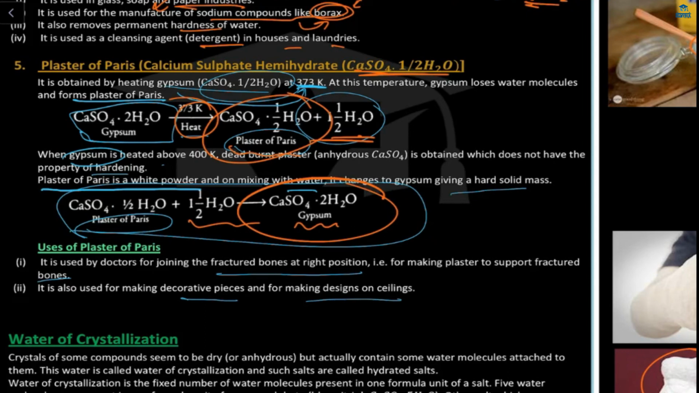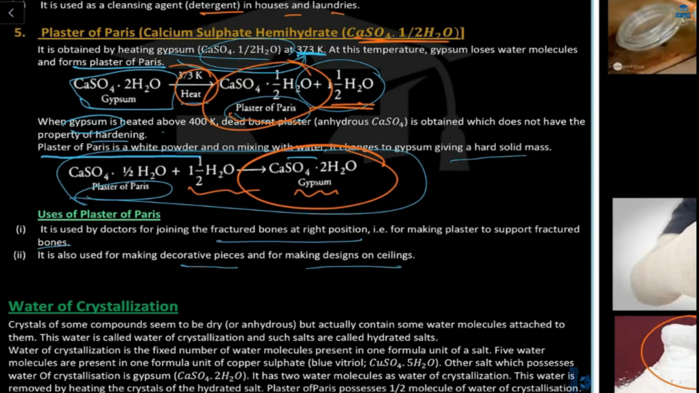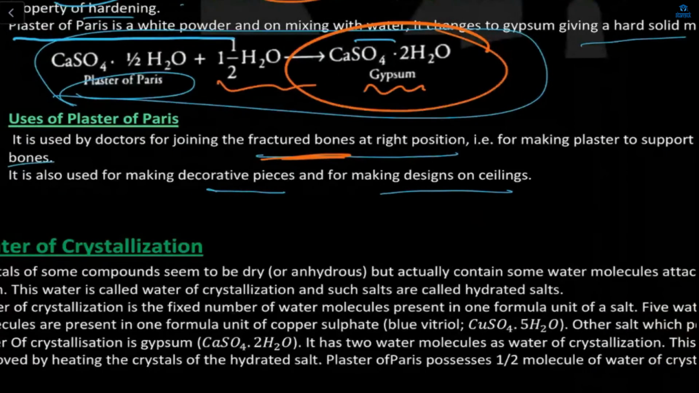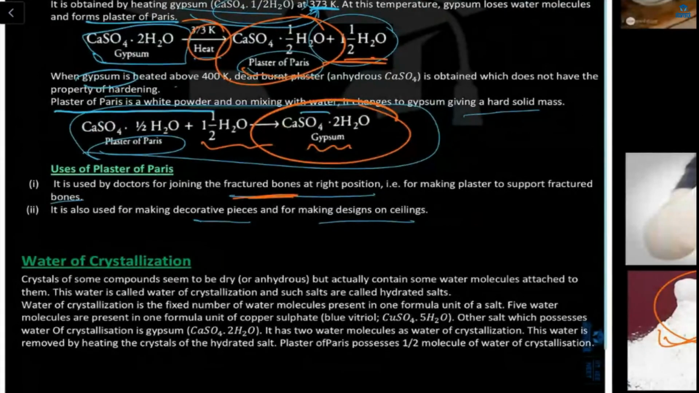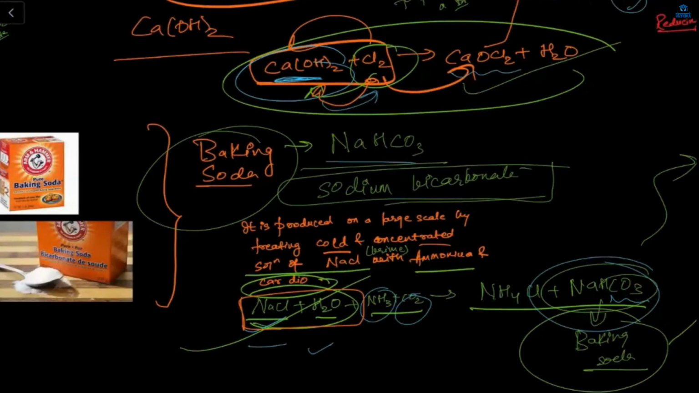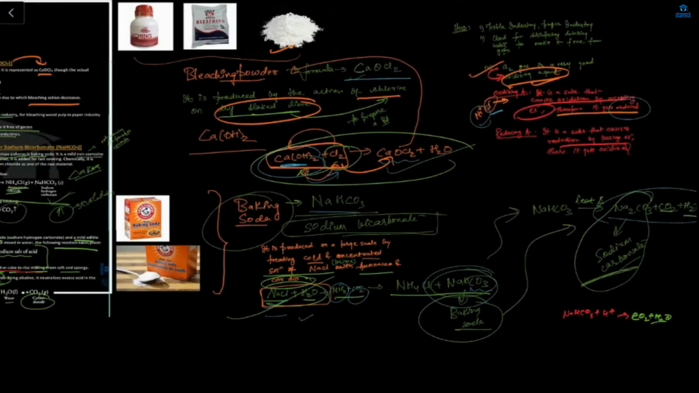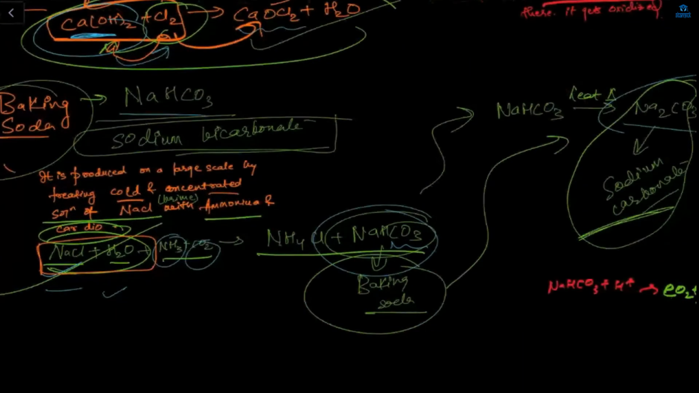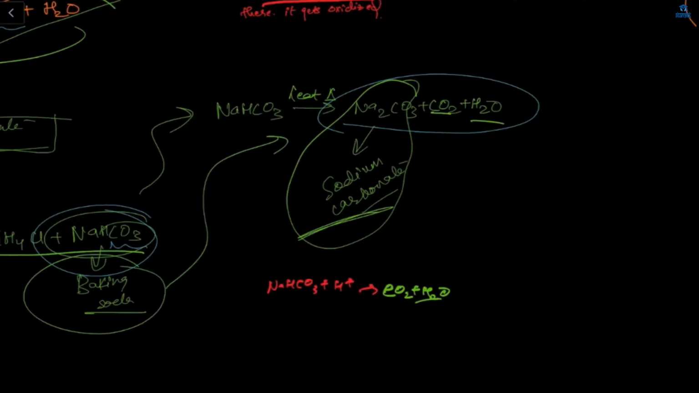Okay, and gypsum and plaster of Paris is used for fractured bones, and it's also used for sculptures like this, making designs on our ceilings, and also for some decorative purposes. Okay, any doubt, anybody? Come on, tell me. Now you guys will memorize all these chemical reactions because this was easy only. And on heating baking soda, we will get sodium carbonate, carbon dioxide and water. Okay, any doubt?